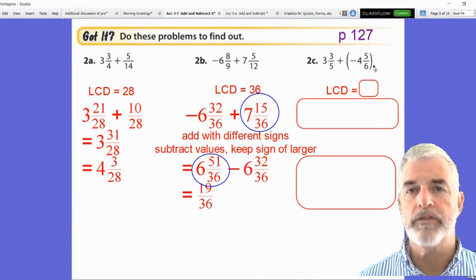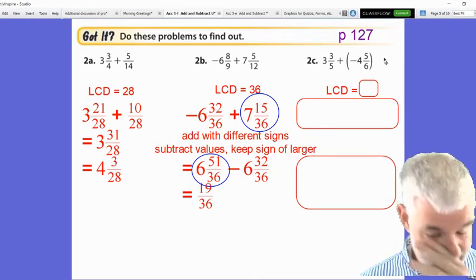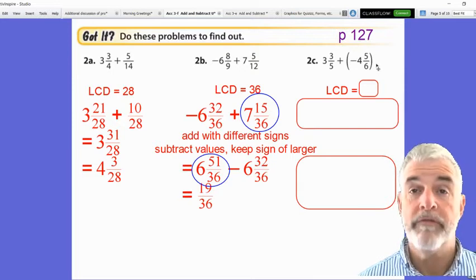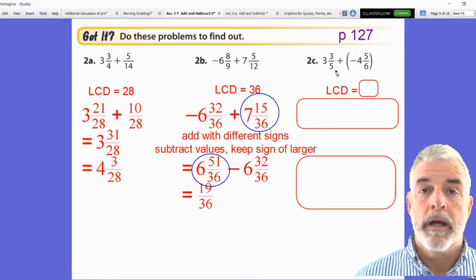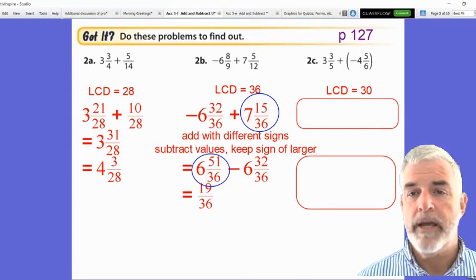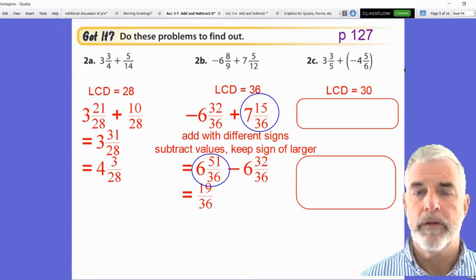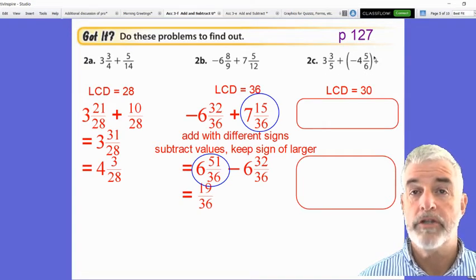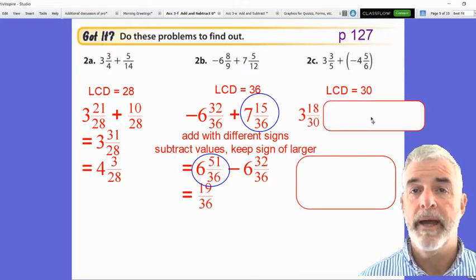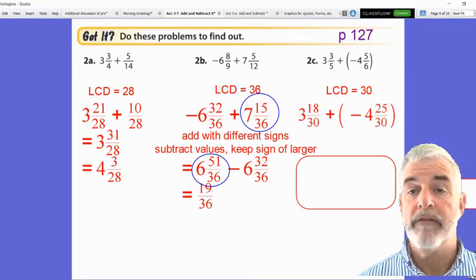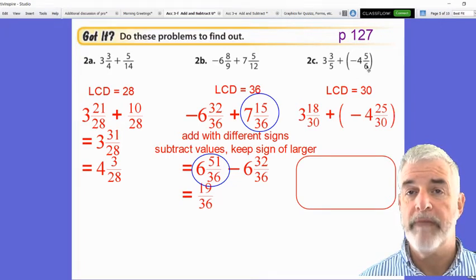All right, 2C, try this one on your own. We'll do a question on the final answer of this one. Common denominator for 5 and 6 is 30, 5 times 6, so that's the only thing you can do. Change these to equivalent fractions. That's 18/30ths and 25/30ths, right? Multiplying both of these by 6 to get 30 in the denominator, multiplying both of these by 5 to get 30 in the denominator.